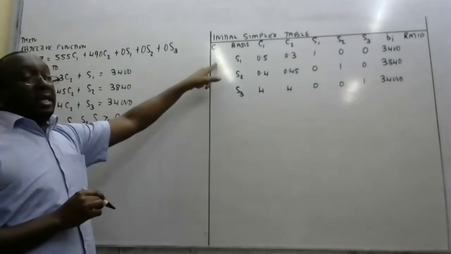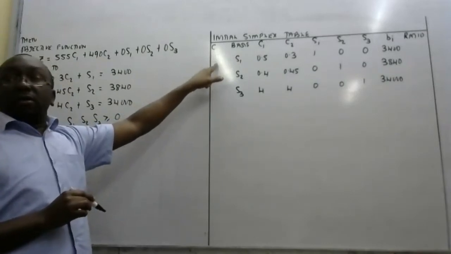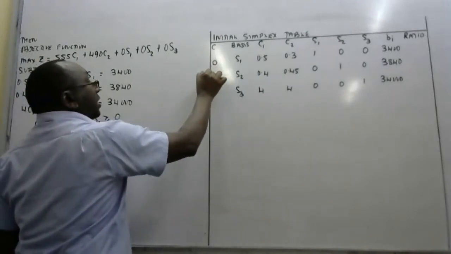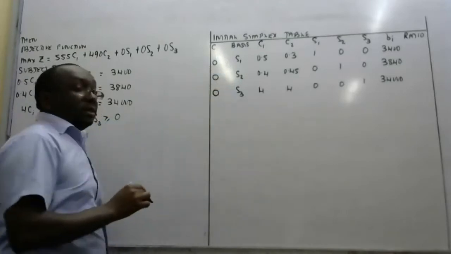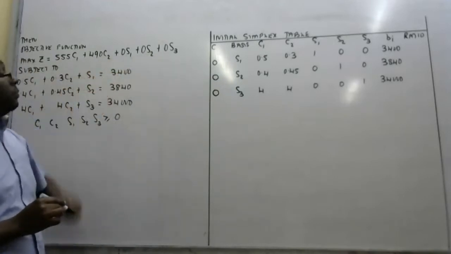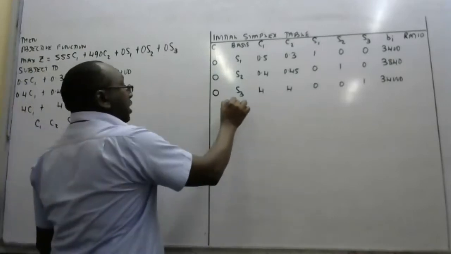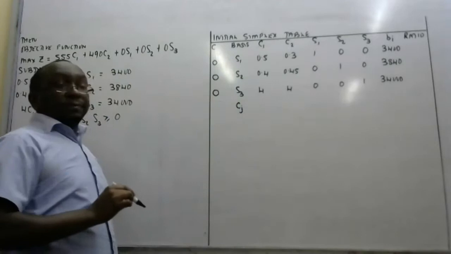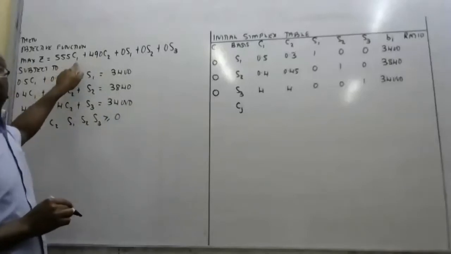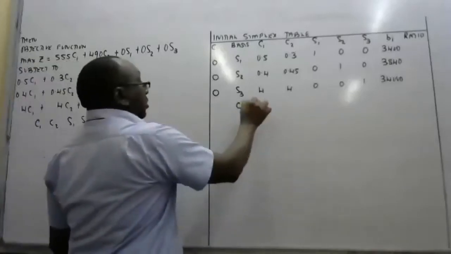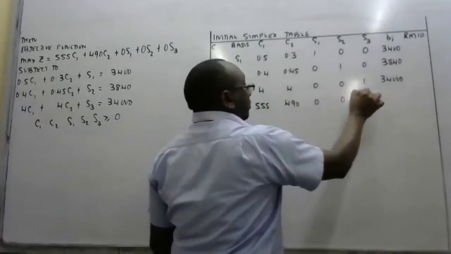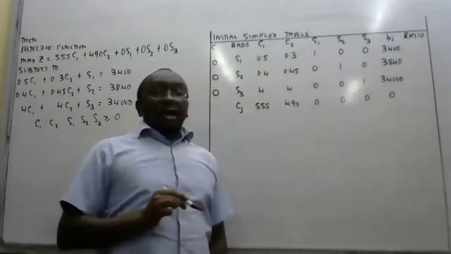Then here, this C, I told you they are the contribution margins of the basis items. So S1 has 0, S2 has 0, S3 has 0, the contribution margins as they appear here. The next row that we bring is called CJ. For CJ, you copy the coefficients of the objective function. So this will be 555, this will be 490, and the others are zeros.